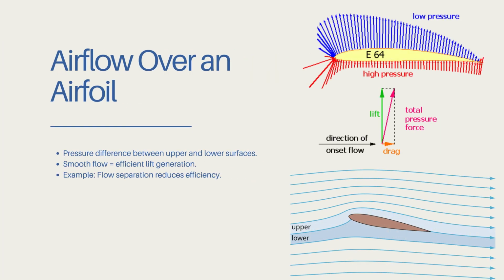Here, we see how airflow interacts with an airfoil. Notice the pressure difference between the upper and lower surfaces of the wing. This difference is what generates the lift. Smooth airflow is critical for efficient lift generation, while disruptions like flow separation can reduce performance and increase drag.